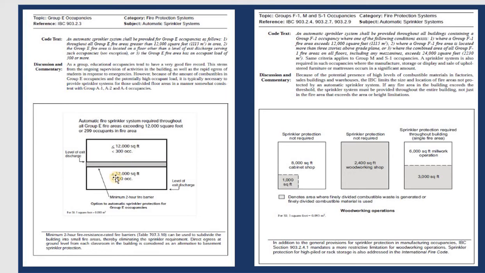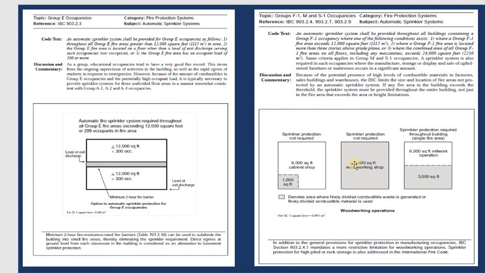If you have 2 levels, and each is smaller than 12,000 square feet and has fewer than 300 occupants, between them we need a minimum 2-hour fire barrier, and on the other side also. So basically it depends on the area of each and on the maximum occupant load, and we decide how many hours of fire barrier.